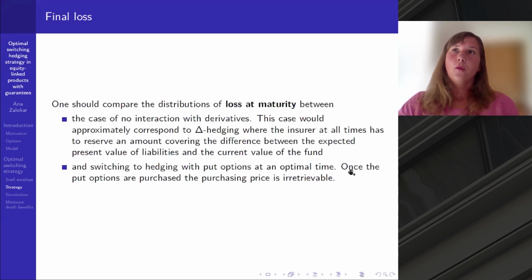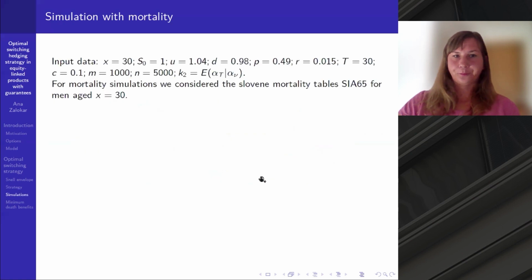Okay, so when we did the simulation of this, the question is now how to decide if our approach is good or not. What did we do? We looked at the final loss, or loss at maturity, and we looked at both cases. The case when we do not buy options is the case of no interaction. This case would approximately correspond to delta hedging, where the insurer at all times has to reserve an amount covering the difference between the expected present value and the current value of the fund. And our approach is switching to hedging with put options at an optimal time.